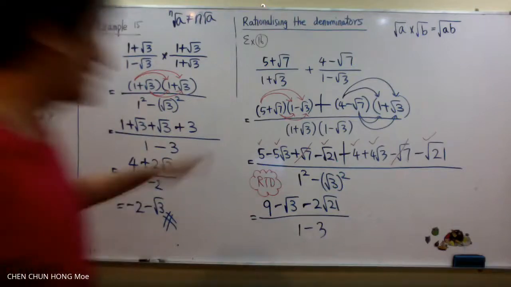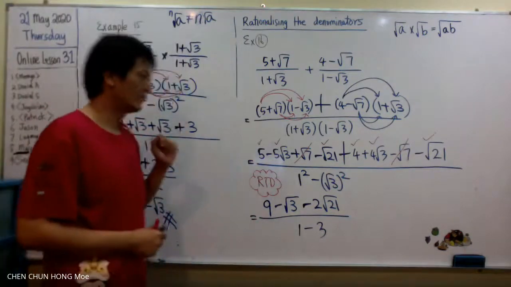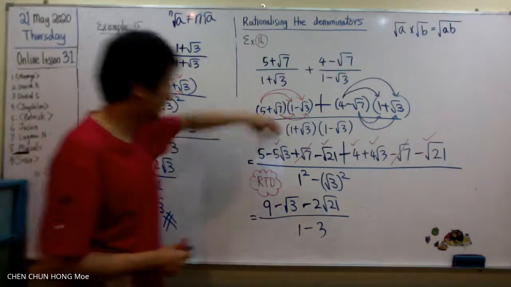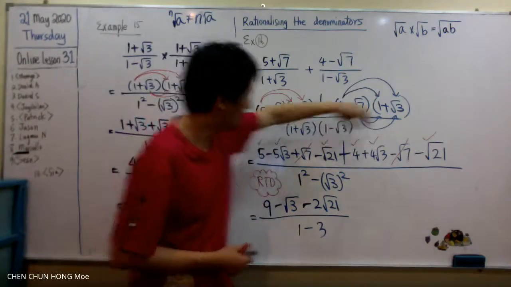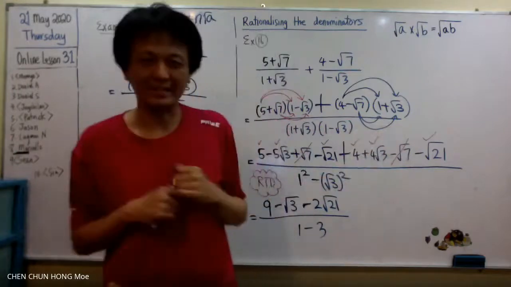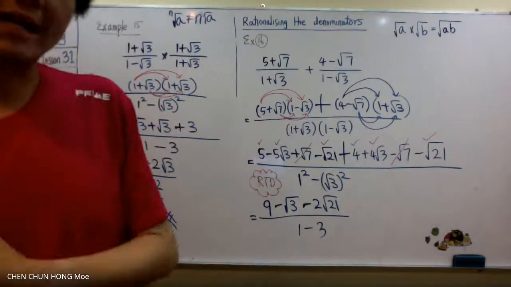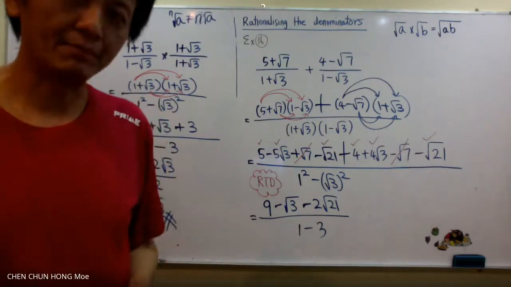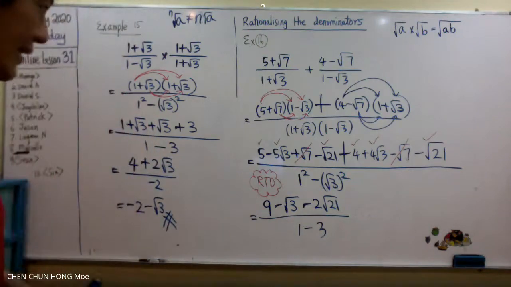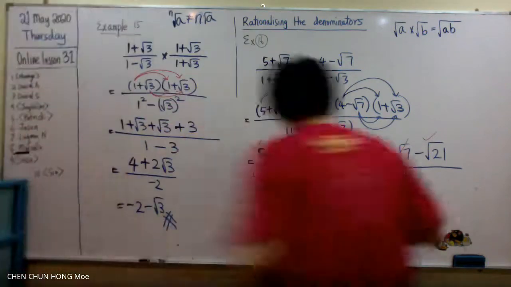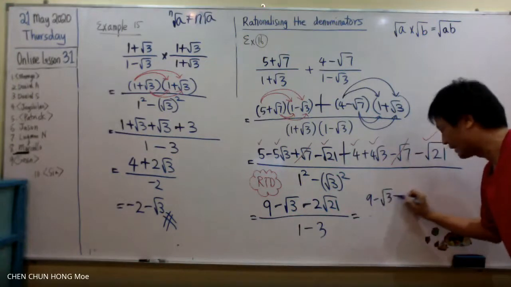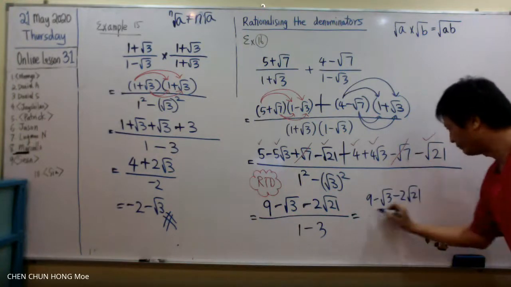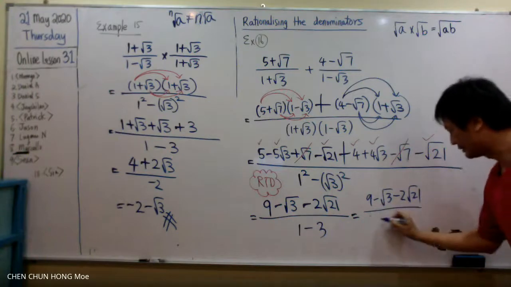So that's another thing that you need to get used to, meaning be able to see this surd 3 and surd 3 as like x, surd 21 like y maybe. Yeah, negative y minus y, you got negative 2y. It comes quite naturally in that area. Okay, so from here, if we simplify again, you get 9 minus 3 minus 2 square root 21, this is negative 2.